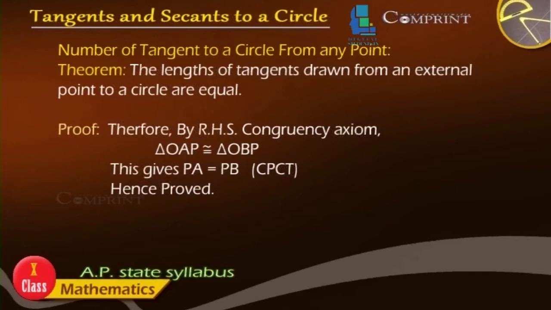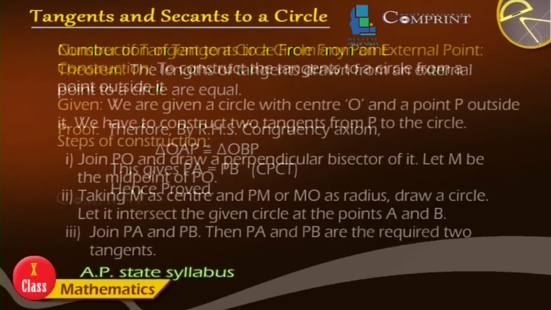Therefore, by RHS congruency axiom, triangle OAP is congruent to triangle OBP. This gives PA is equal to PB by CPCT. Hence proved.